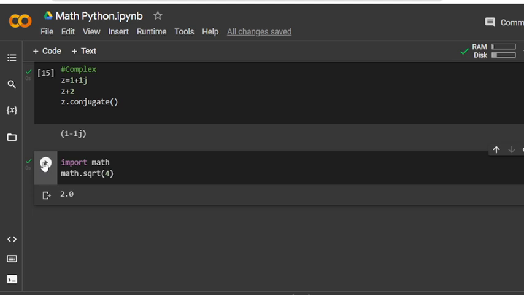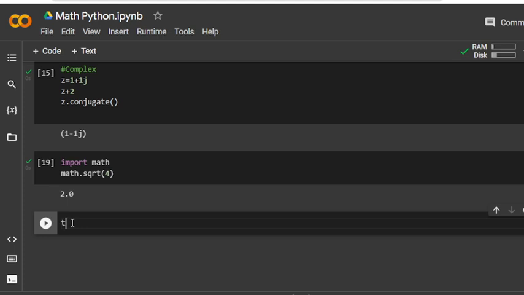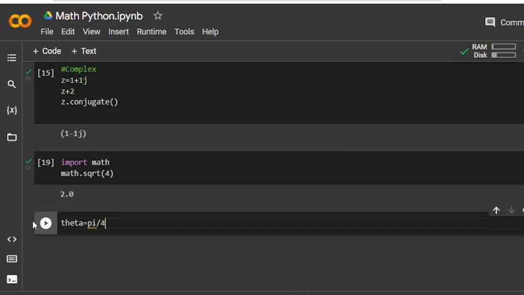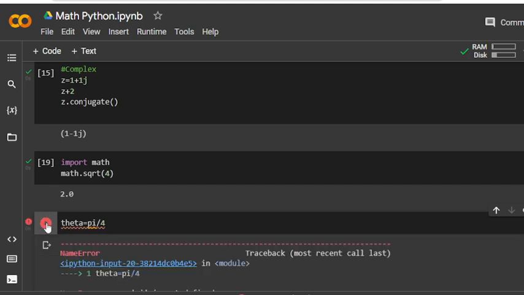Similarly, the trigonometric functions like sine, cosine, tangent are available under their common abbreviations sin, cos and tan respectively. In the math module, the pi constant holds the value of pi, which is approximately 3.1416. So let's try here. One variable, theta, will equal pi divided by 4.